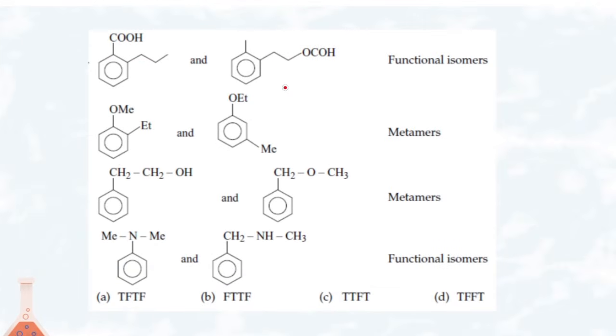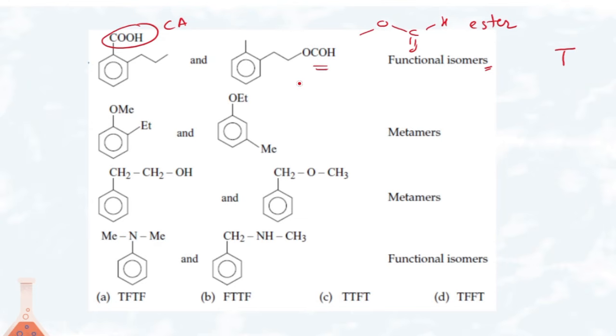The next question is based on structural isomers. There are different pairs of molecules given and the relationship is also given. You have to identify whether it is true or false and then choose the correct option. The first molecule is carboxylic acid and the second molecule, if you don't understand what is the functional group, you just elaborate this and then you will know that it is an ester. And what is the relationship between an acid and ester? They are functional isomers. Hence, it is true.